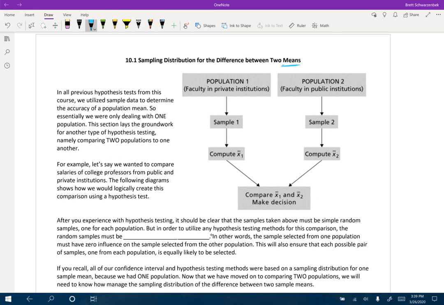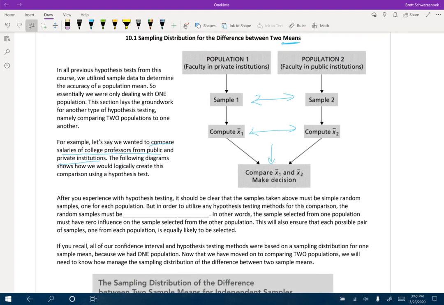So in this example, basically we're comparing salaries of college professors from public and private institutions. So we clearly have a population for each one of those. So it makes sense that instead of comparing them to some hypothetical mean, instead we're comparing them to each other. So what would be a logical way to do that? Well, we would take a sample from each population. We would compute the mean from each sample, and then we would compare the two means to one another.